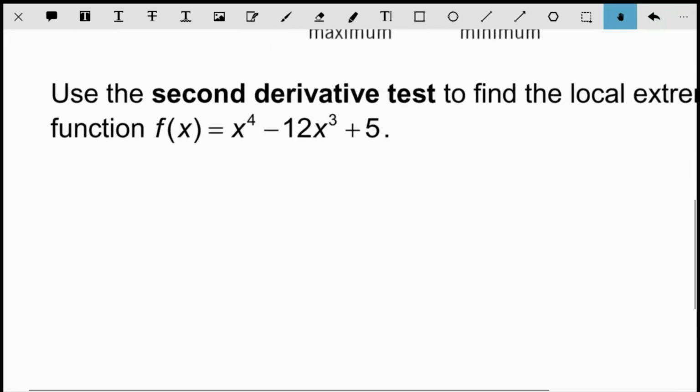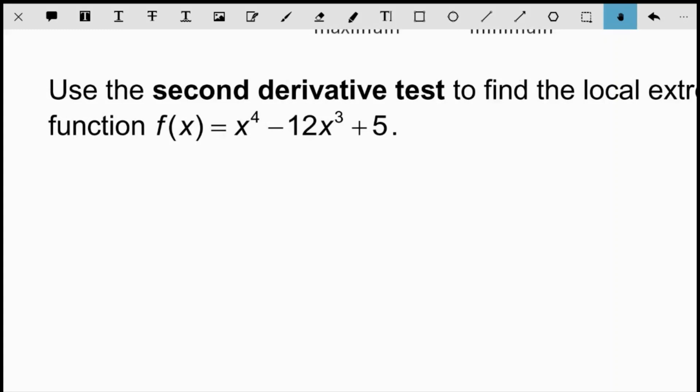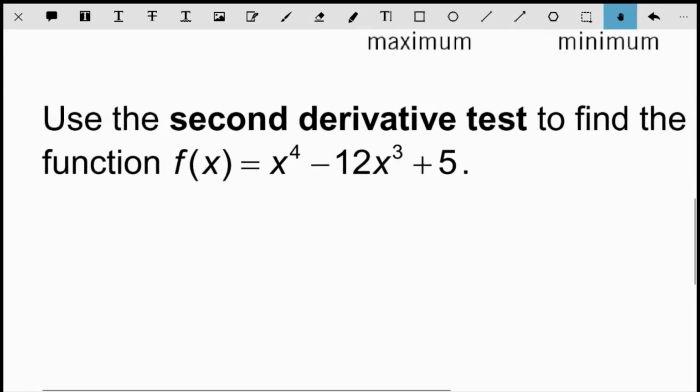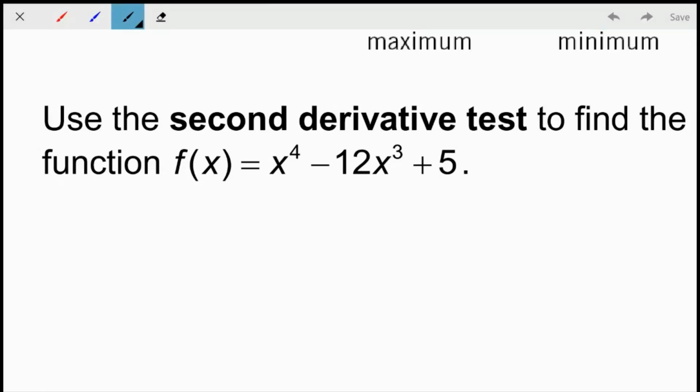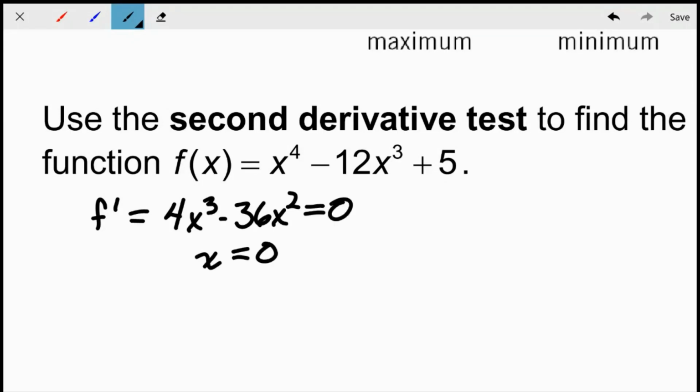So same exact problem that I showed you a minute ago, x to the fourth minus 12x cubed plus 5. We've seen this problem a few times now. So I'm going to just verify the local extreme values that I found previously using the first derivative test. We already know that f prime is equal to 4x cubed minus 36x squared. We're going to set that equal to 0, and we get x is 0 and 9.